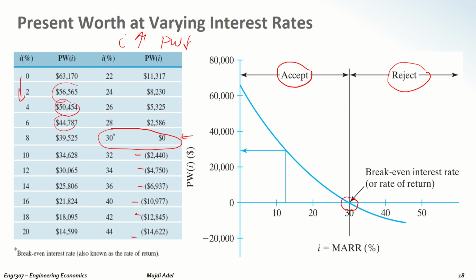Now, what does this mean from a business point of view? Remember that the MARR, minimum attractive rate of return, is similar to the interest. But who decides the MARR? Usually the company decides its MARR. And how companies decide their MARR, there are several factors. You can refer to the textbook to see how companies decide what the MARR is. But basically it depends on the financial situation of the company.